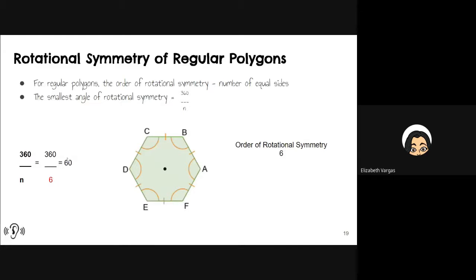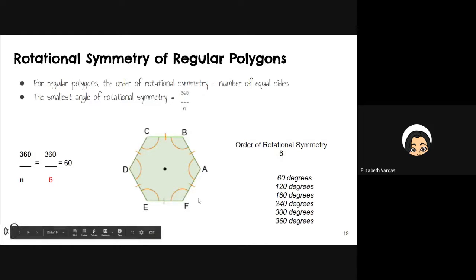And so we know we're supposed to have 6 orders of rotational symmetry. Here we have our smallest order. How do I find all the other measures? Well, you take 60 times 1, 60. 60 times 2, 120. 60 times 3, 180. 60 times 4, 60 times 5, 60 times 6. So here we have the 6 instances in which we have an order of rotational symmetry. Are there any questions?